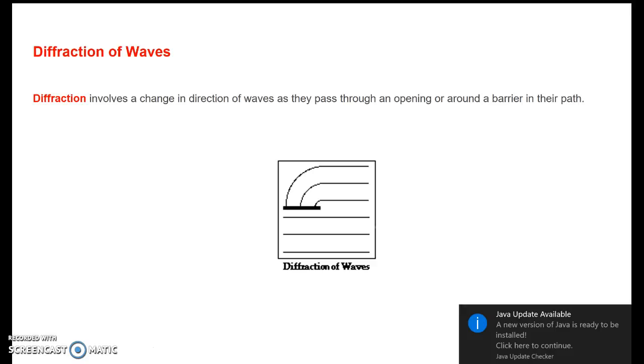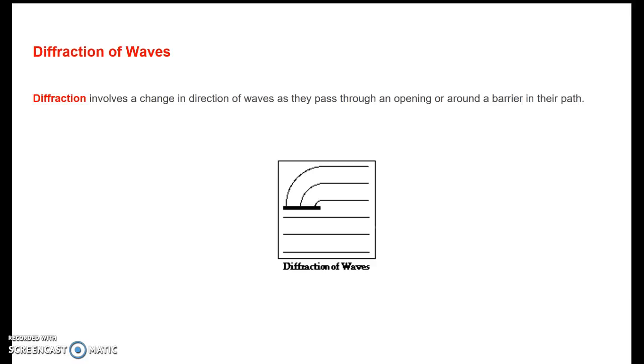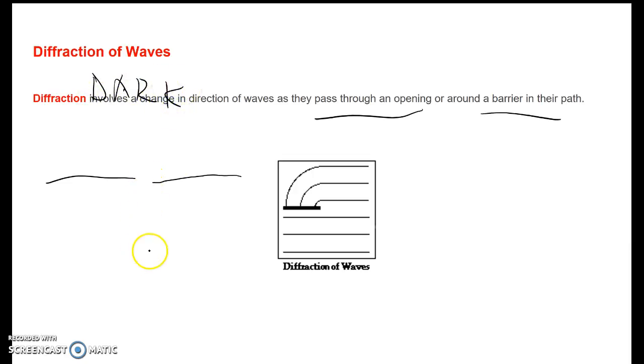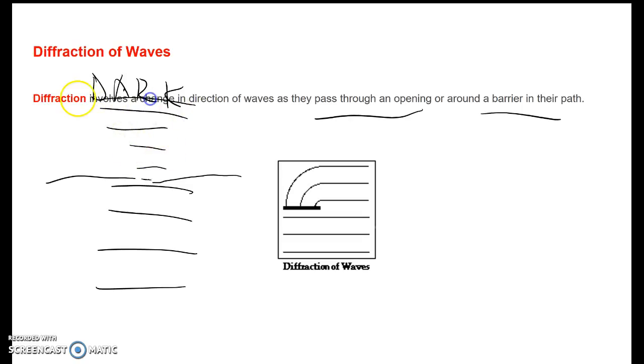Diffraction. Diffraction involves a change in direction of waves as they pass through an opening or around a barrier in their path. So as they pass through an opening or around a barrier. Let me give you some examples of this. Let's say we have a narrow opening to a dark room. Okay, so this room over here is dark. And we shine a flashlight, so we shine a light through here. When the light gets to this opening, it actually gets smaller, and then it will start to spread back out. Now it won't light up the whole room. There'll be areas that are still dark, but it will put some light into the room. So these light waves, as they enter an opening and open back up again, that's an example of diffraction.